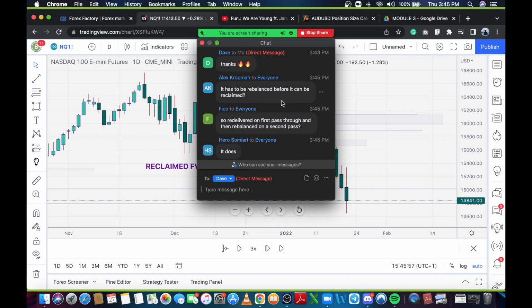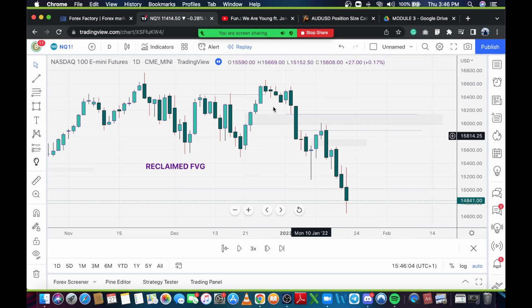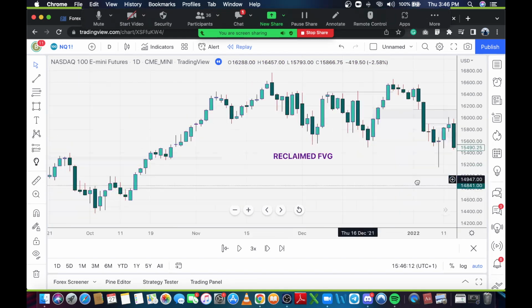Exactly. That's what can be reclaimed, of course. So redeliver on first pass through? No, no, no, not first pass. The act of the market trading down there is called redelivered or redelivery. Now it can trade down to only a portion of the fair value gap. So let me look for an example.